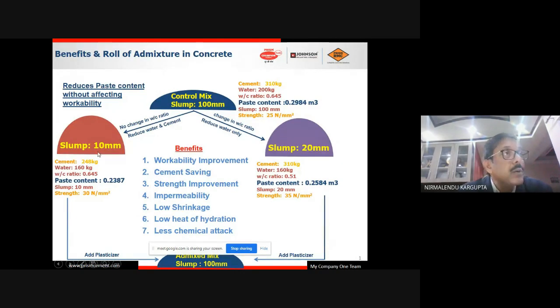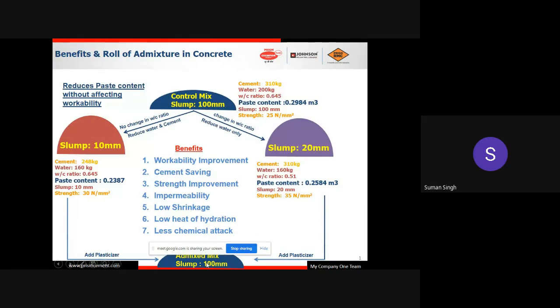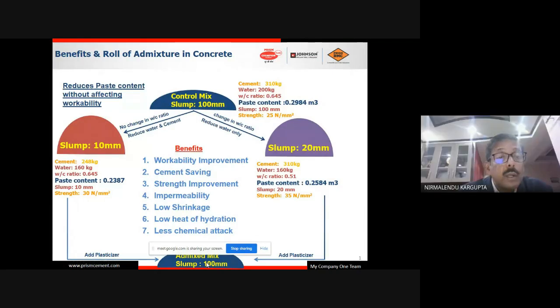you cannot compact also. So you need to enhance its workability in comparison with the control, that is 100 mm. So you see that even after reduction of paste content, I am getting the same workability. So the first part reduces paste content without affecting workability. I think it is clearly understood. This is one step.